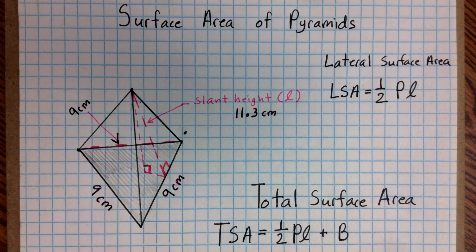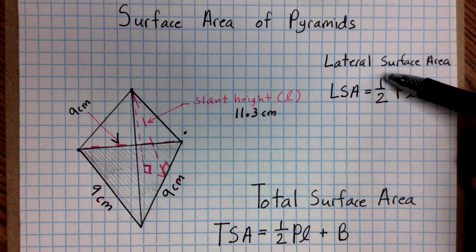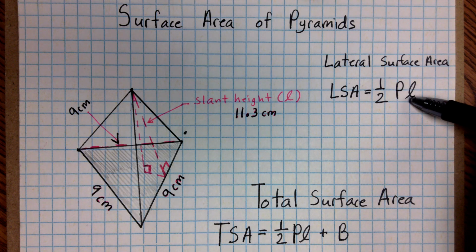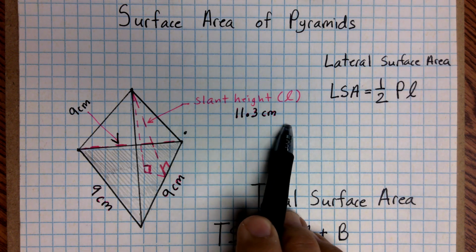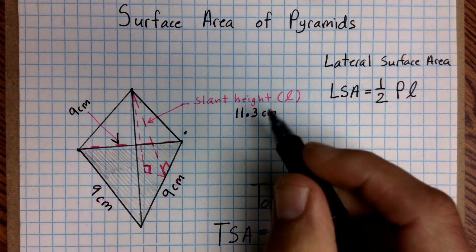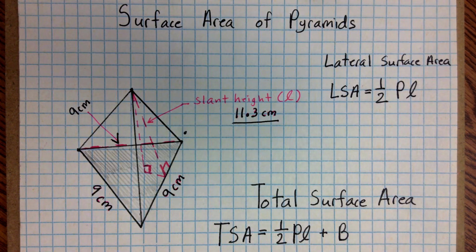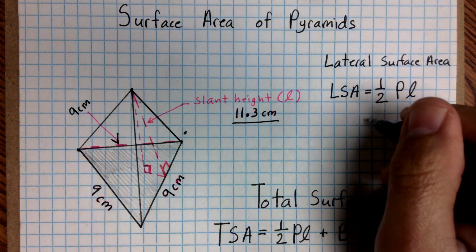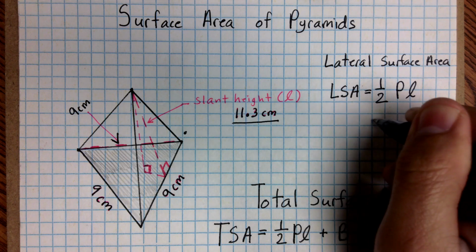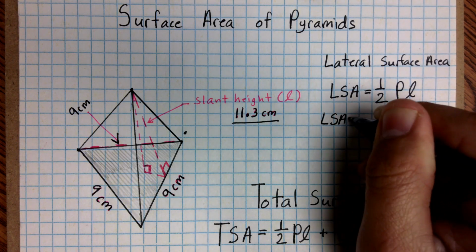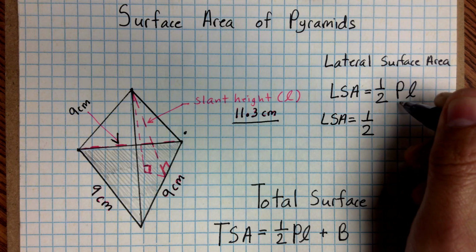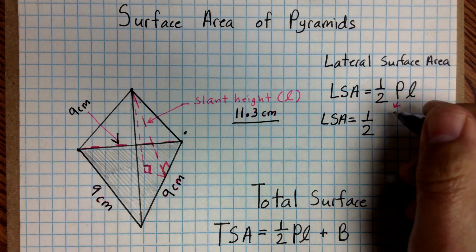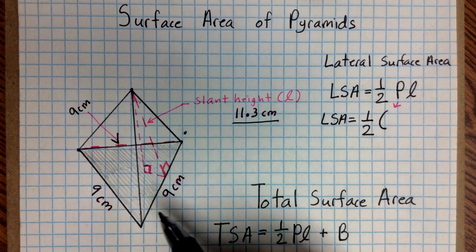So to find the lateral surface area, similar to the one that we did with the square base, we're just going to do 1/2 times the perimeter times the slant height. In this particular problem, the slant height is given, and it's 11.3 centimeters. So now we're going to substitute these numbers in and solve it. So my LSA is going to be equal to 1/2, and then for P, we're going to put in our perimeter values. We have 3 sides to this particular base, right?